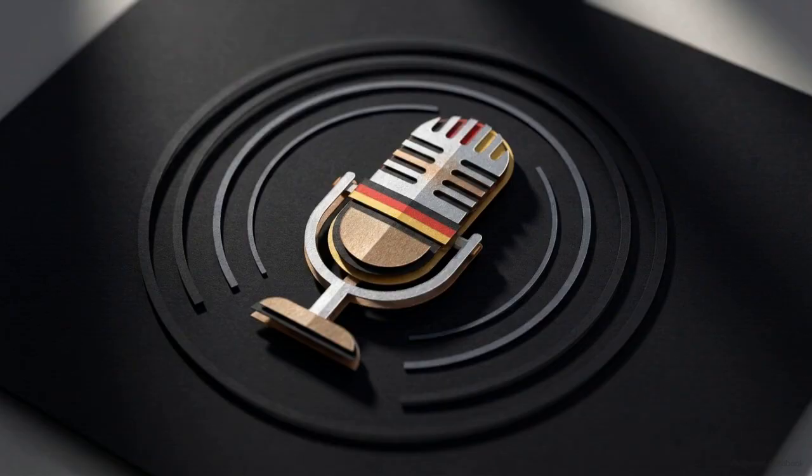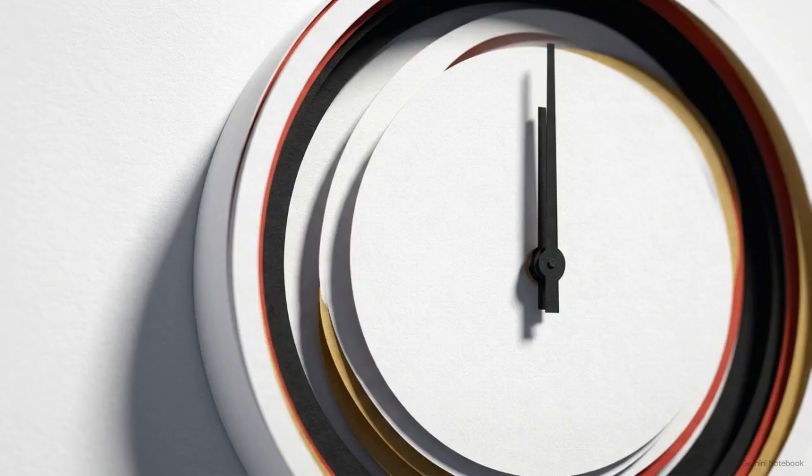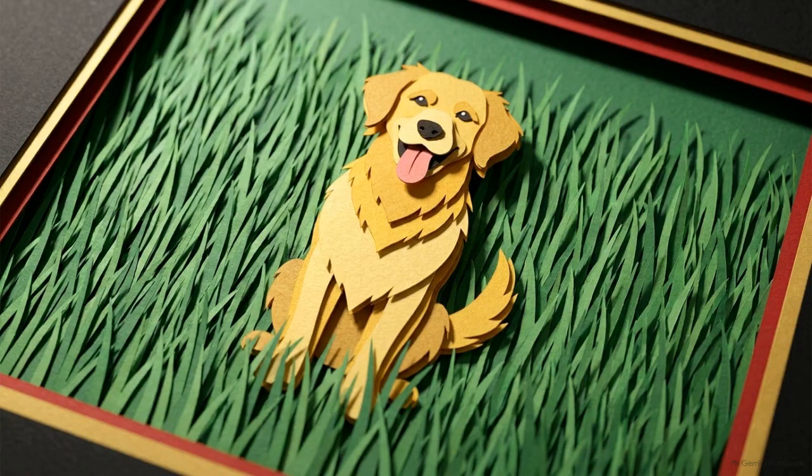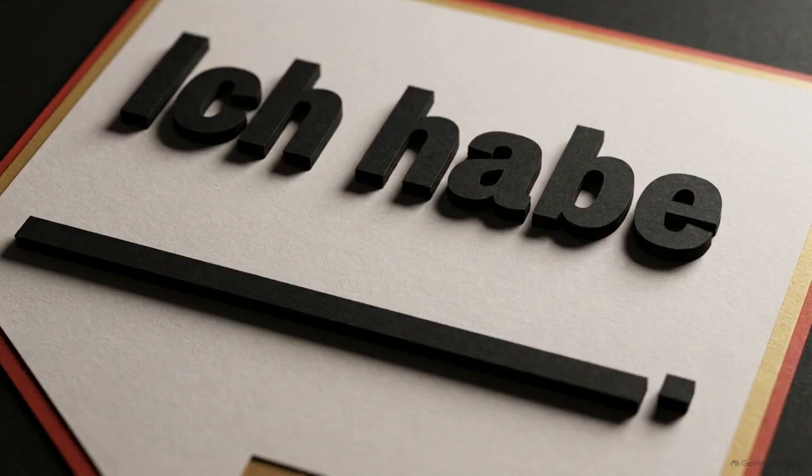Now we'll move into speaking practice. It's important to say these phrases out loud to get used to the sounds. Repeat after me. Ich habe ein Auto. Du hast Zeit. Sie hat einen Hund. Wir haben Hunger. Now let's practice the question structure. Habt ihr Zeit? Haben Sie Kinder?